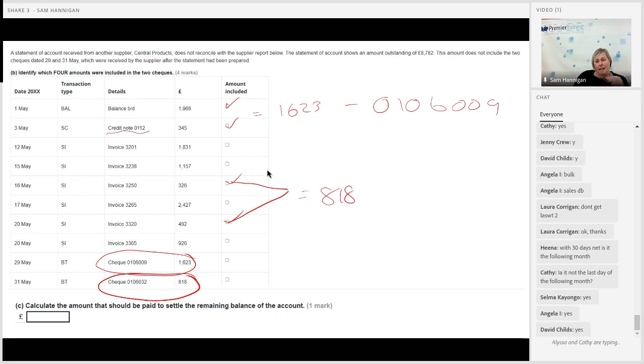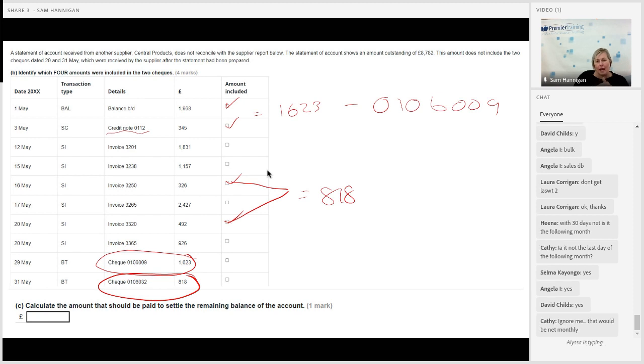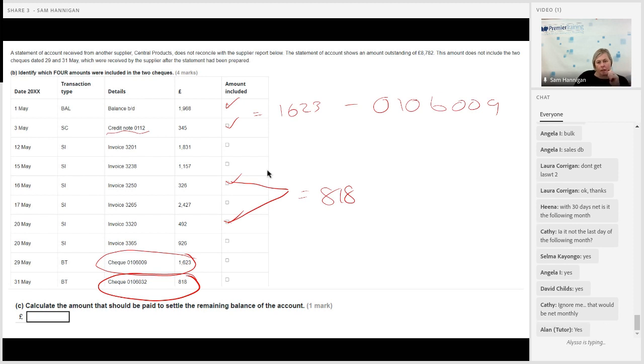30 days net means that it's based on a 30-day account. Okay? Is that right, Alan? Because I always get confused with this. So 30 days net means that, yeah, it's 30 days. Okay.